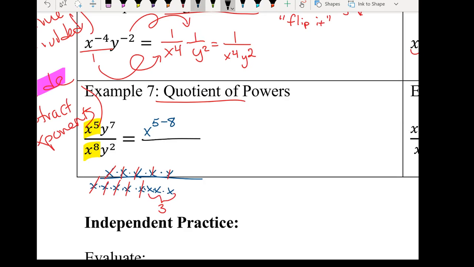For the y's, I can do the same thing. It'll be y to the 7th minus 2. 7 on top, 2 on bottom. This is going to give me x to the negative 3 and y to the 5th. And then I still see there's a negative exponent here I want to take care of. I don't like that. I want to rewrite it.